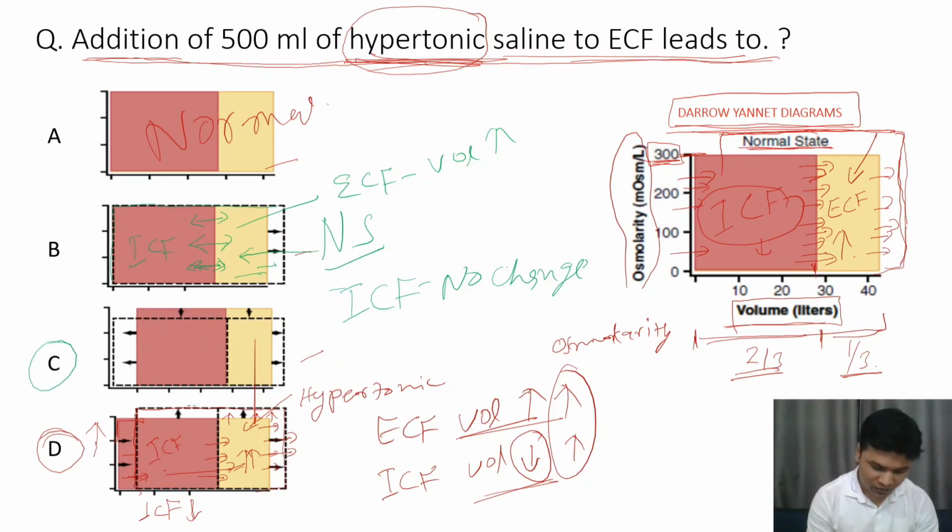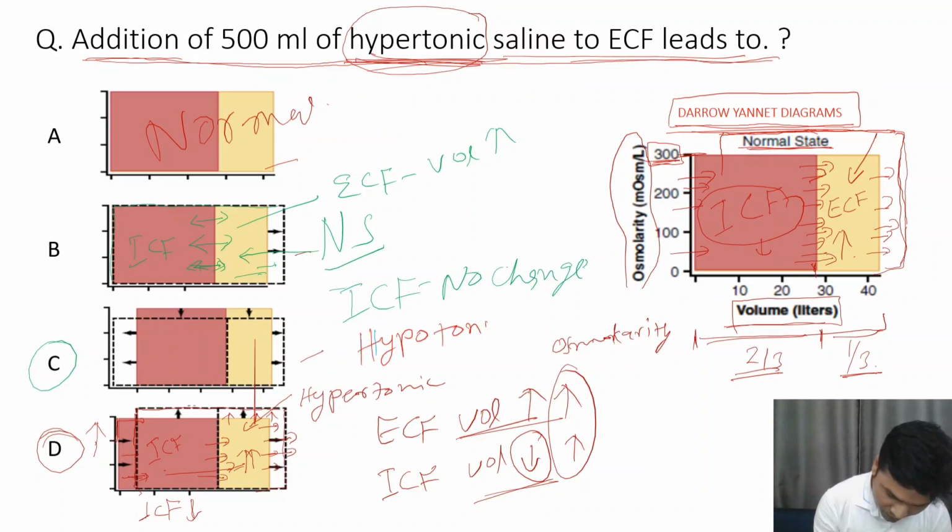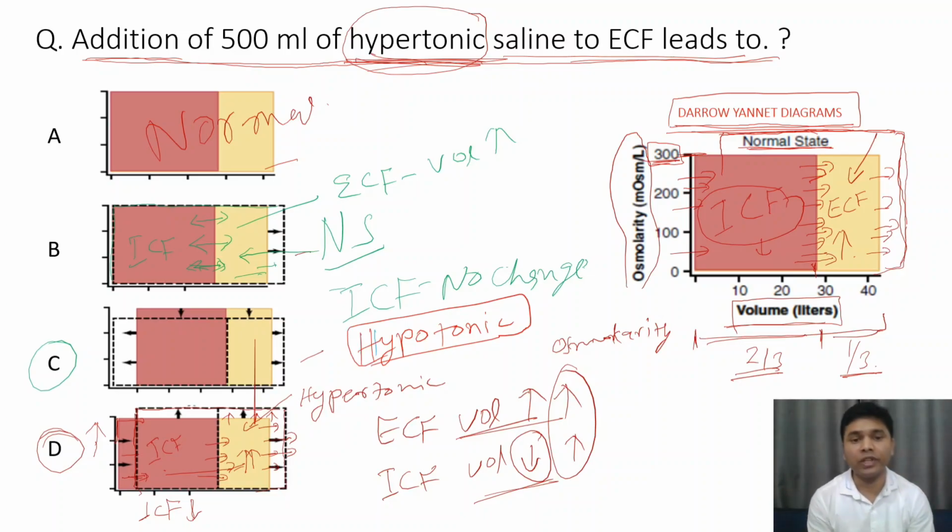This is diagram C. What happens here? We are going to give hypotonic saline in this diagram. So what will happen if you infuse hypotonic saline here?